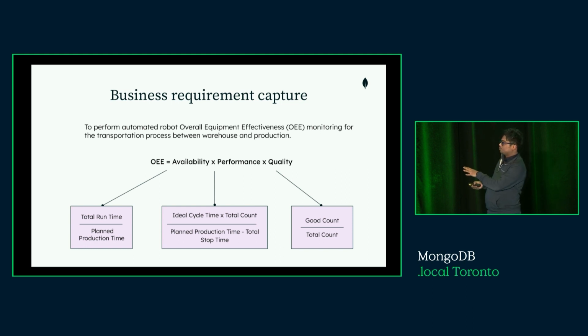So we need two types of information. We need the time information: the total run time of the robot, what was the total planned production time that was supposed to run, what was the total stop time. We need information about the count as well: how many pieces it transferred from the warehouse to the production station, how many pieces were dropped, and how many pieces were successfully transferred, so good count versus total count.